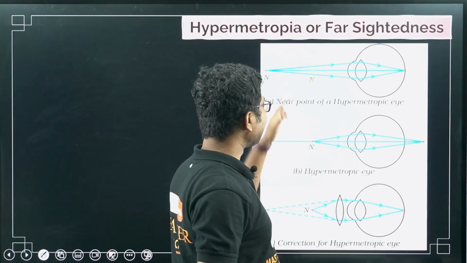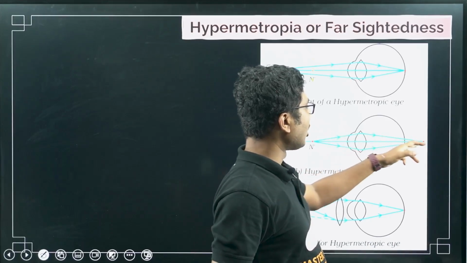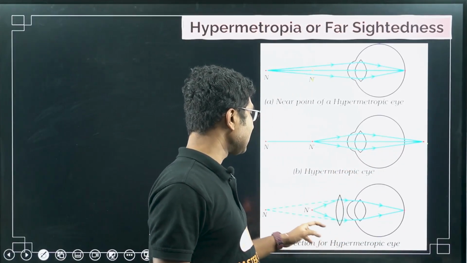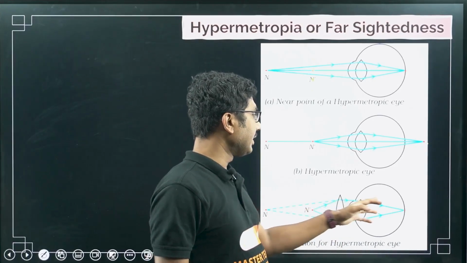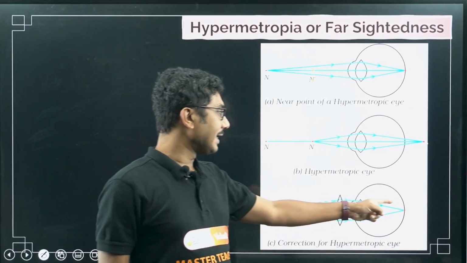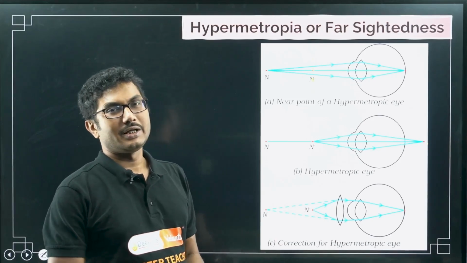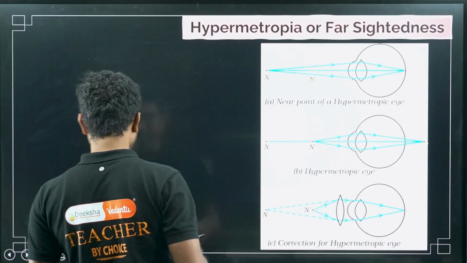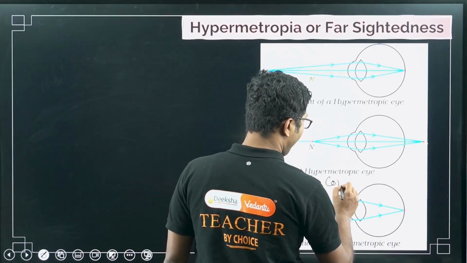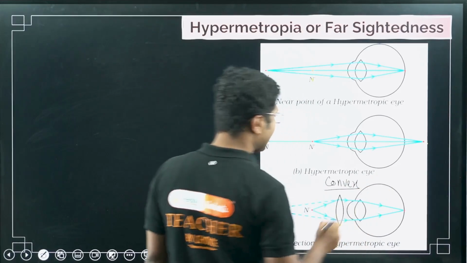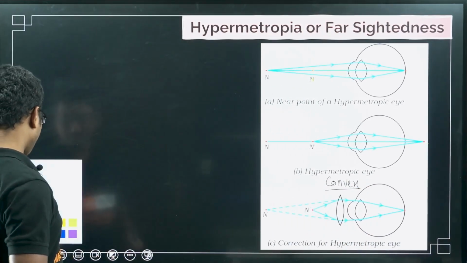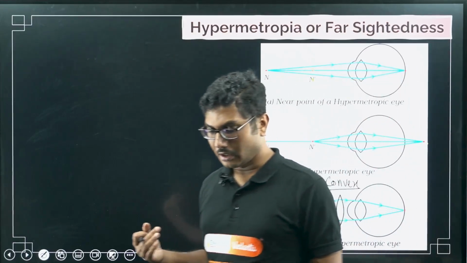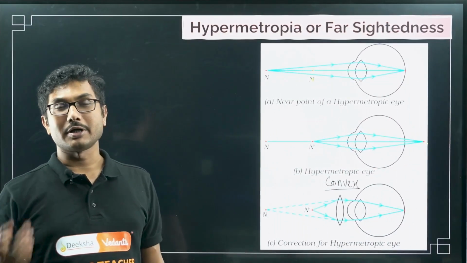Now if the object is exactly kept at the near point, then the image is getting formed behind the retina. To correct this, you have to use a convex lens. Now after using the convex lens, the rays are getting formed like this, and again you are seeing the image in the retina. So as you know, convex lens has a plus power. If anyone has plus power in their eye, that means they are suffering from hypermetropia. Hypermetropia is very common. One of the common reasons older people cannot see objects.